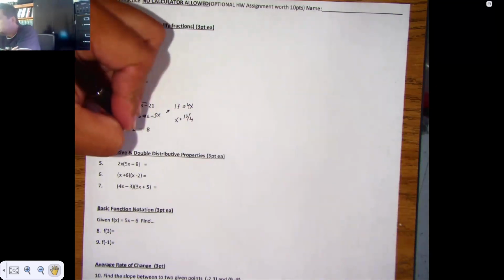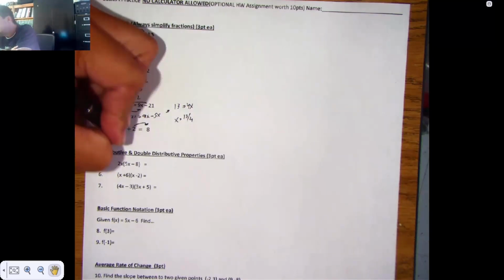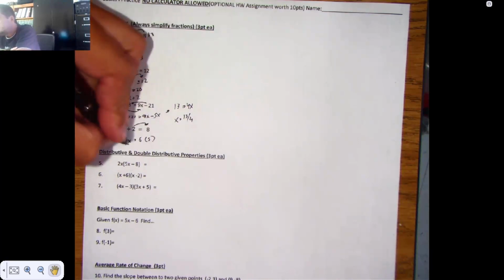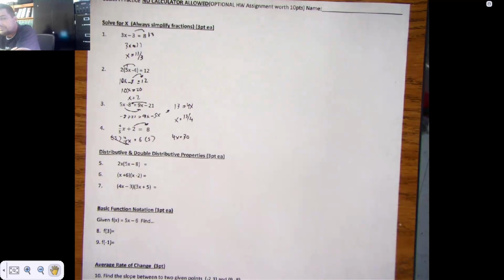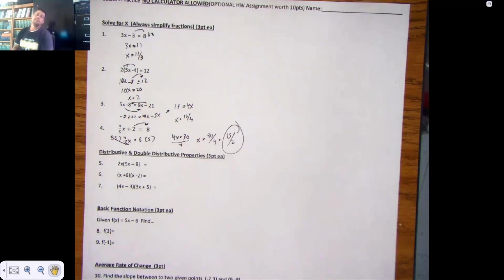Number 4, we're going to counteract addition with subtraction first. 4/5 of x is now equal to what, 6? Now to clear up this fraction, I'm going to multiply both sides by a 5. 5's cancel on the left. So 4x is now equal to 30. Then I'm going to divide out my 4. And I'd have 30 over 4, which I reduce. 30 and 4, both even numbers, both divisible by 2, so 15 halves. Final answer. And you got 5, 6, and 7, the distributive properties.